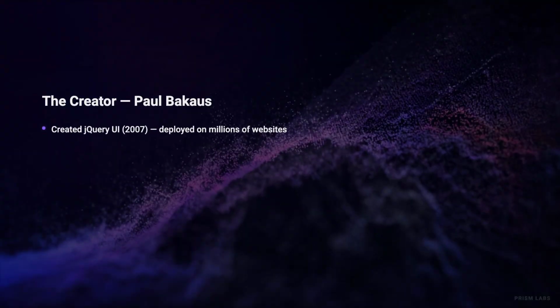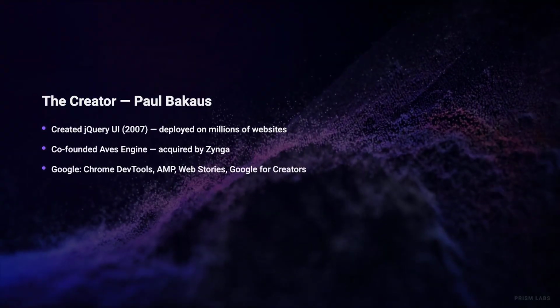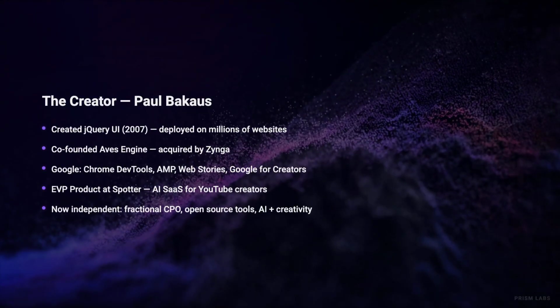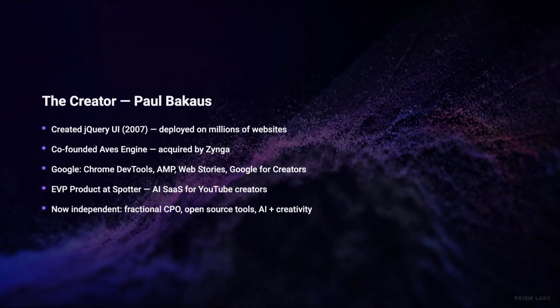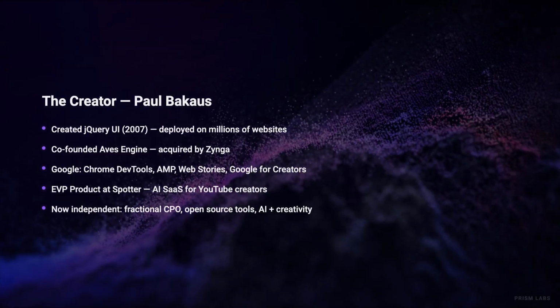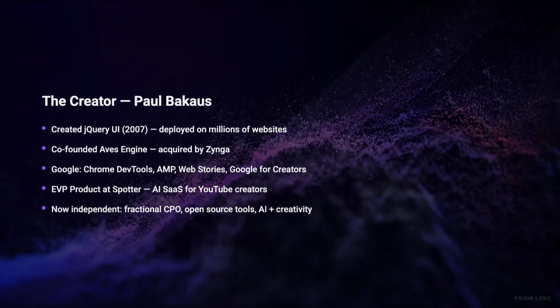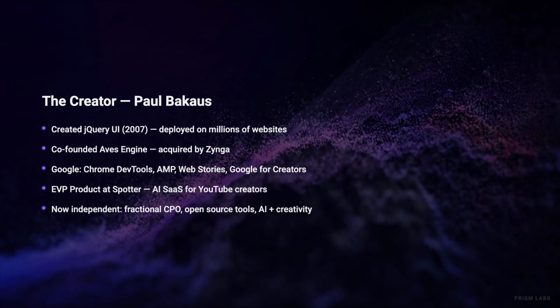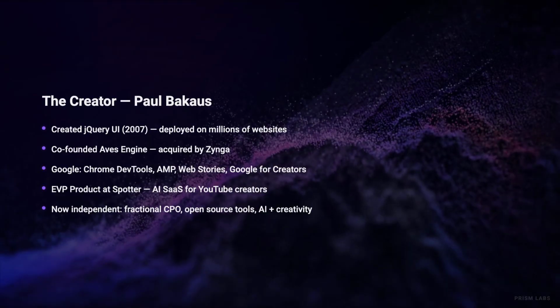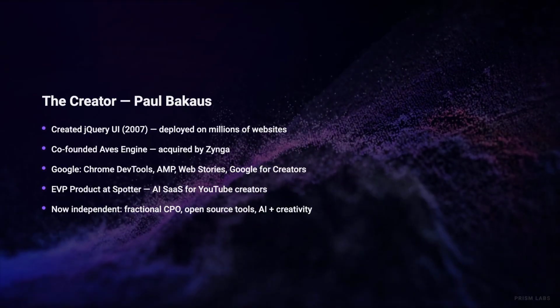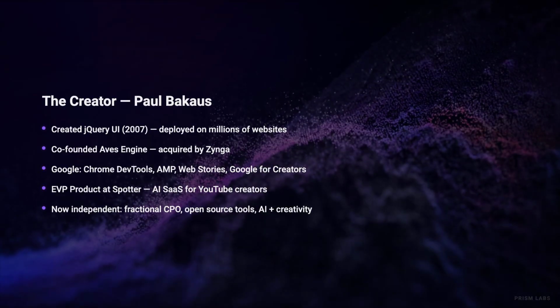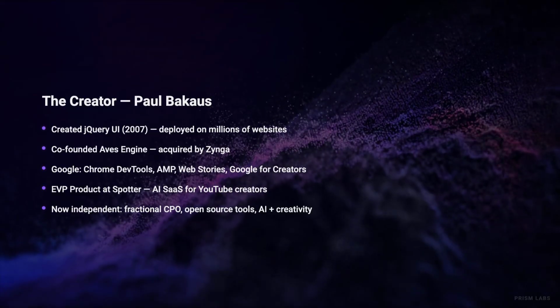The creator matters here because Impeccable isn't a weekend project by a random developer. It comes from someone with 2 decades of design and product expertise at the highest level. Paul Bakaus created jQuery UI in 2007, the foundational interaction library that brought drag-and-drop sortable lists, date pickers, and dialog boxes to web browsers. That library is still deployed across millions of websites today.